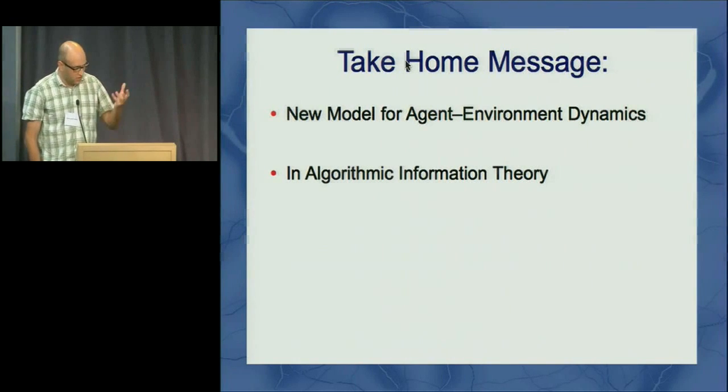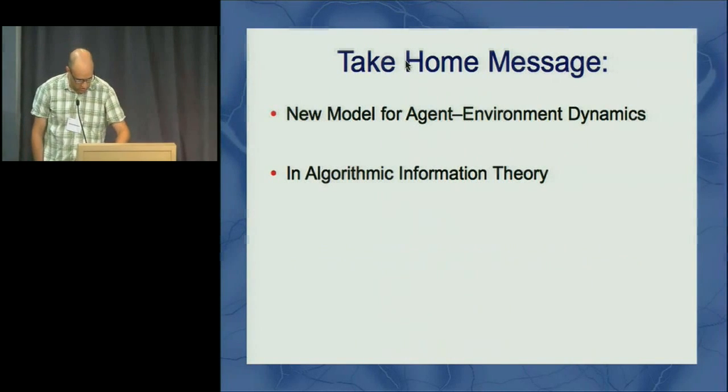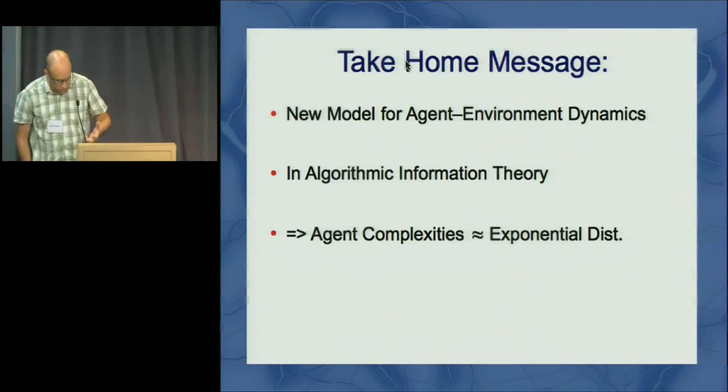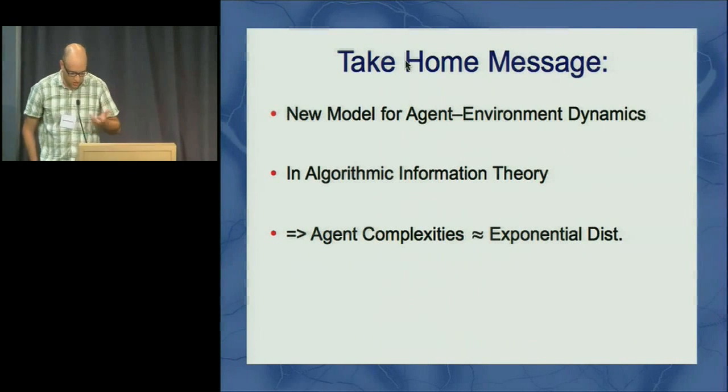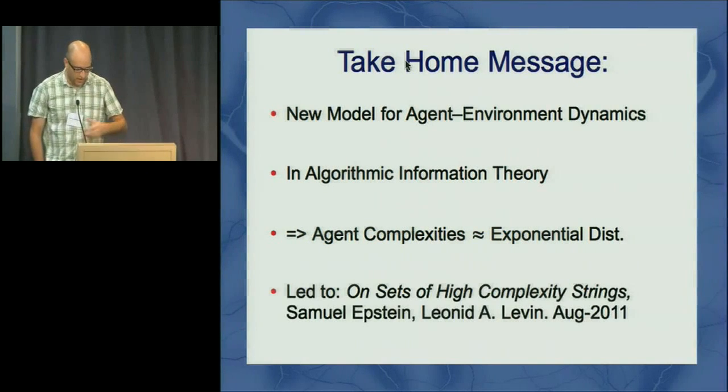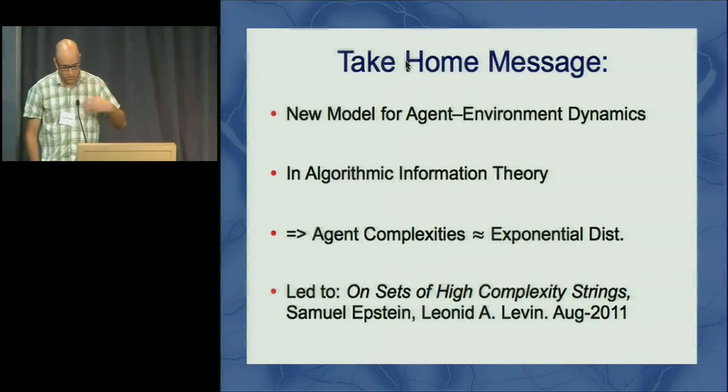This is in algorithmic information theory, and the central theorem that we proved was that agent complexities have an exponential distribution. I'm happy to say that this resulted in an AIT paper with Leonid Levin, who did Levin search and a lot of the complexity variants that we talk about, and that was released in early August, so if everybody could look at that.